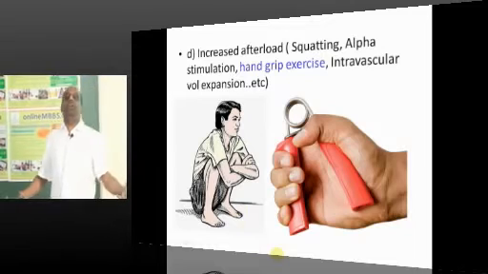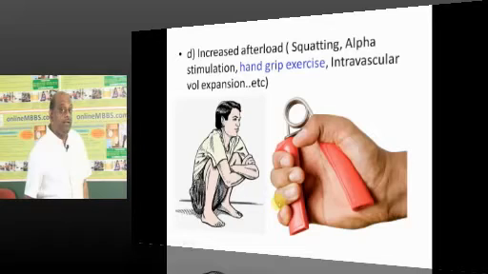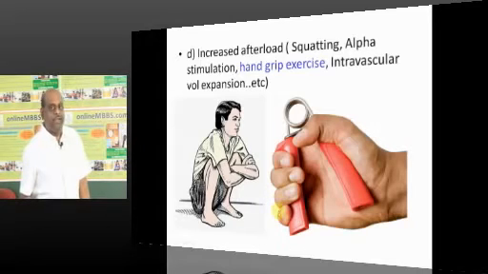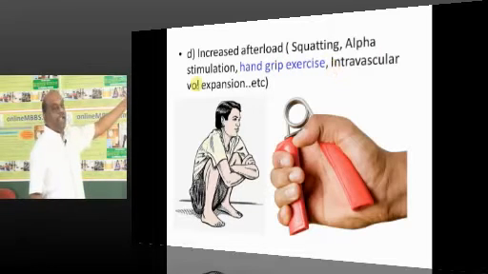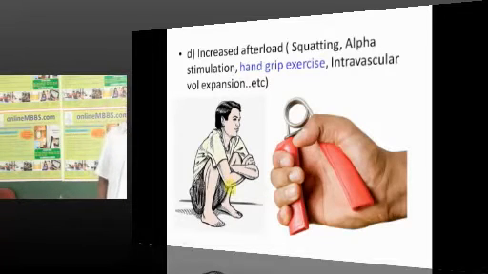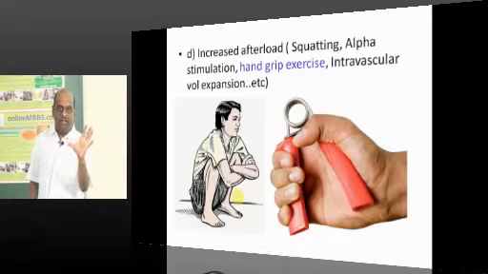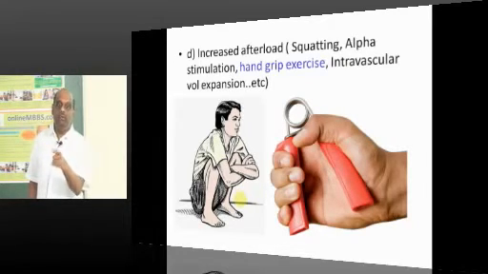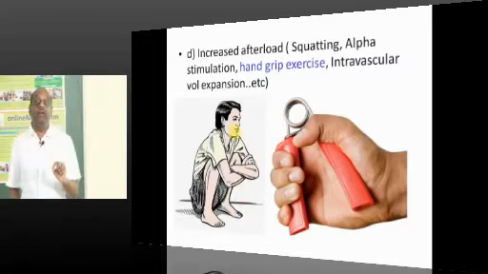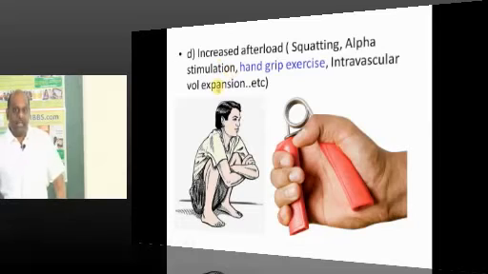Now what increases the afterload? If you are squatting, what happened to preload? Preload increased. Even afterload also will increase. If there is any alpha stimulation, alpha 1 receptor stimulation will lead to vasoconstriction. Beta 1 leads to tachycardia. Beta 2 leads to bronchodilation. Alpha 2 stimulation acts in the brain. You are having alpha 2 as a presynaptic receptor, right? So that will decrease the sympathetic outflow. Hence we use alpha 2 agonists as centrally acting antihypertensives.